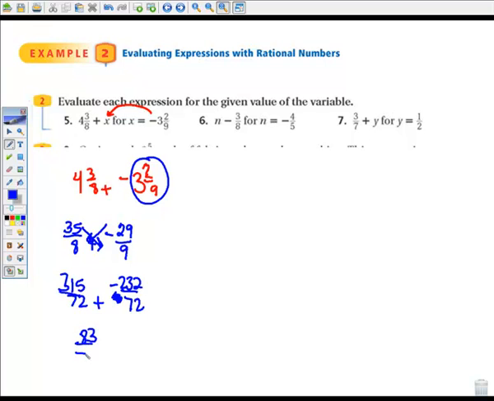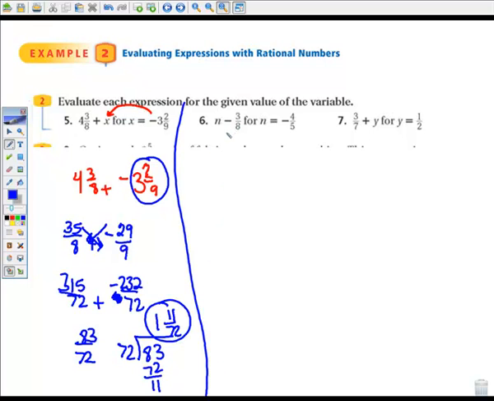So I have 83 72nds. This is improper, so I need to change it back to a mixed number. 72 goes into 83 once with a remainder of 11, so 11 72nds. Now n is negative 4/5, so I have n, whoops, I'm sorry, I know what n is. I have negative 4/5 subtract 3/8. And again, they keep giving us examples where the common denominator is what you get when you multiply these, so we're just going to keep on using method 2, I guess.